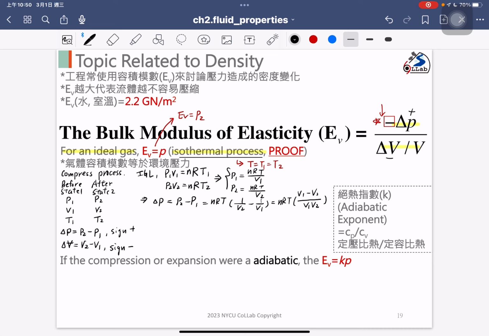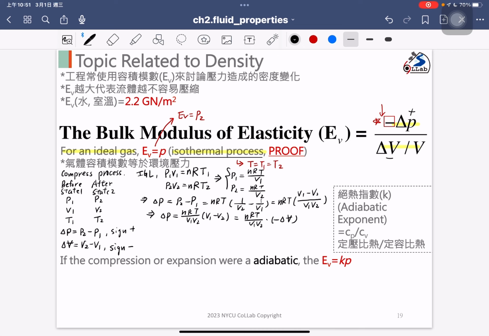So I take V1, V2 outside. So I rewrite delta P will equal nRT divided by V1 V2, and inside I only have V1 minus V2, right? And I actually know V1 minus V2 will equal minus delta V. So here I can rewrite nRT divided by V1 V2 times minus delta V.